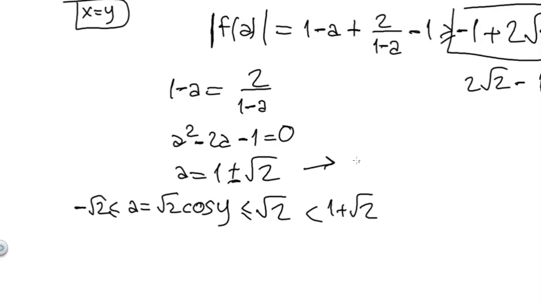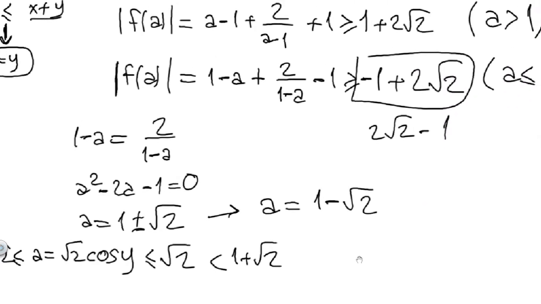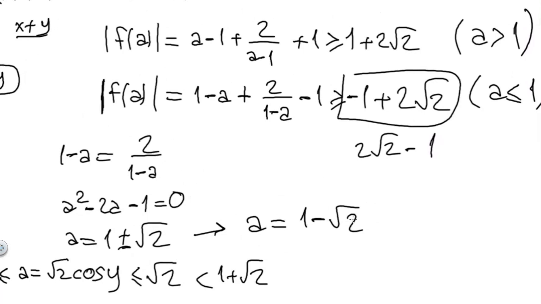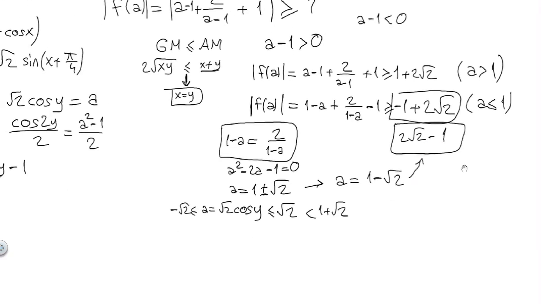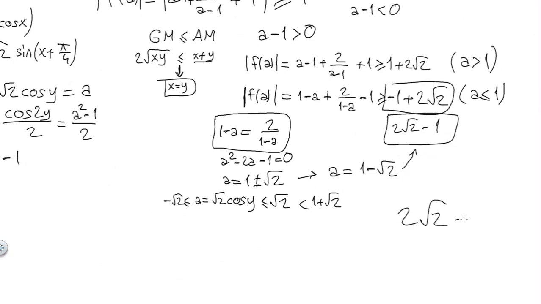So from here, I know that if I pick a is equal to 1 minus square root of 2, then this equality will hold. This will be equal to that. So the AM-GM inequality will be just equality, and our function will be equal to 2 square root of 2 minus 1. And I also found that this is the possible minimum I can get, and I learned that I can get it if I pick a is equal to 1 minus square root of 2. So that's it. Actually, our minimum, which is the answer, is just 2 square root of 2 minus 1.